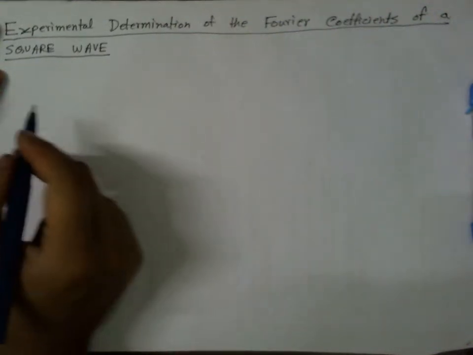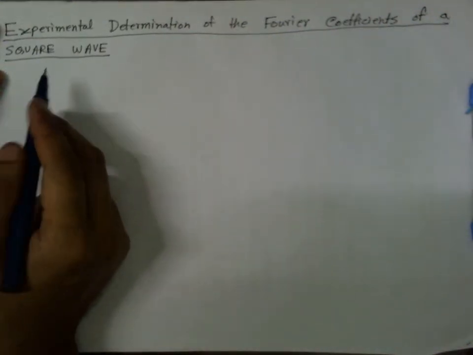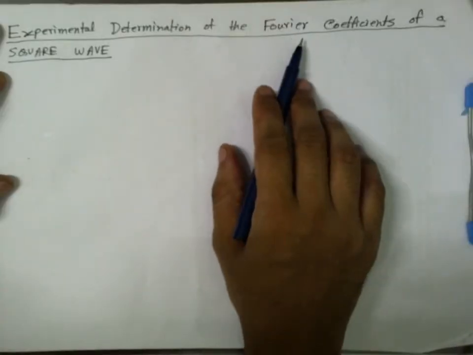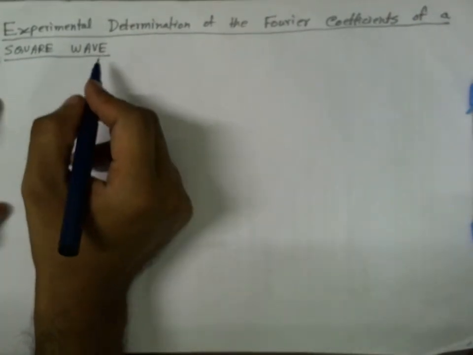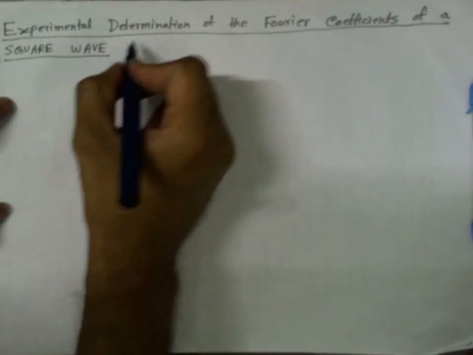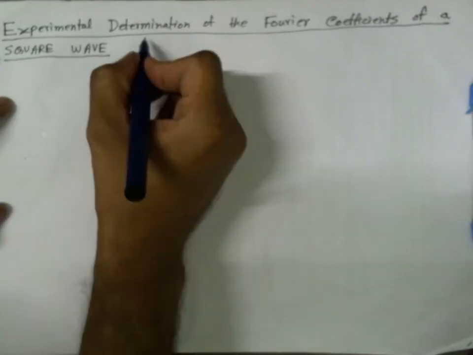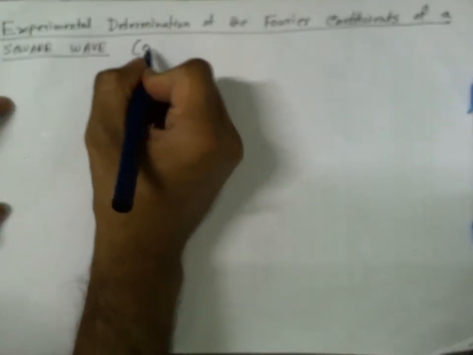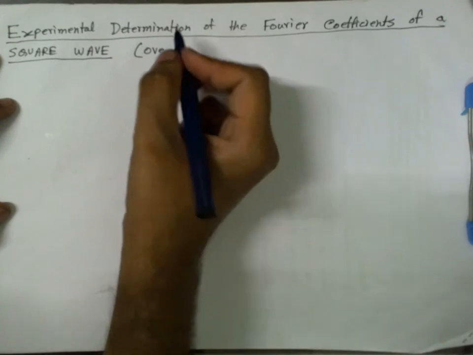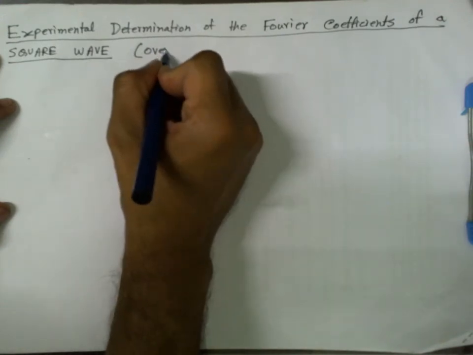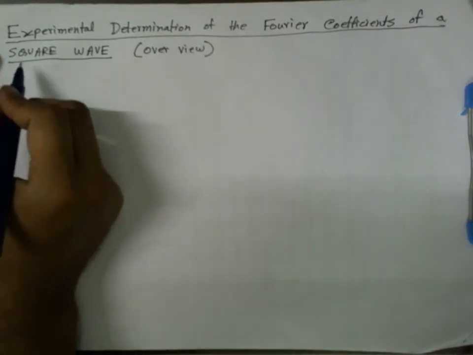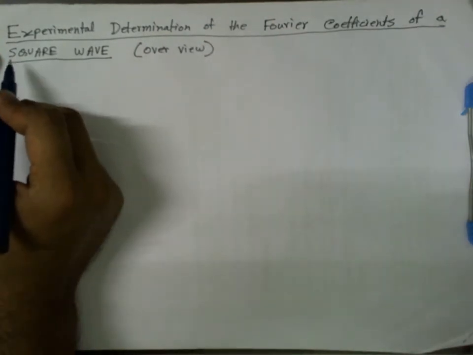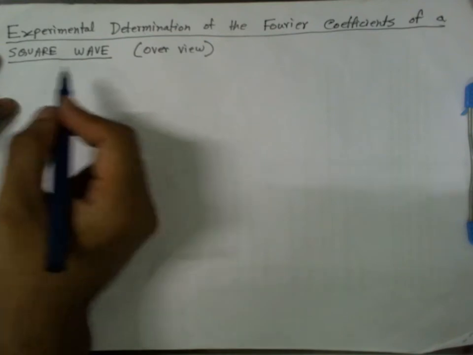Hello. In this video we are going to talk about experimental determination of the Fourier coefficients of a square wave, and particularly we will discuss the philosophy or the overview of the experimental setup that we perform in our lab. So this is an overview of the method. Details we will deal in different separate video segments.